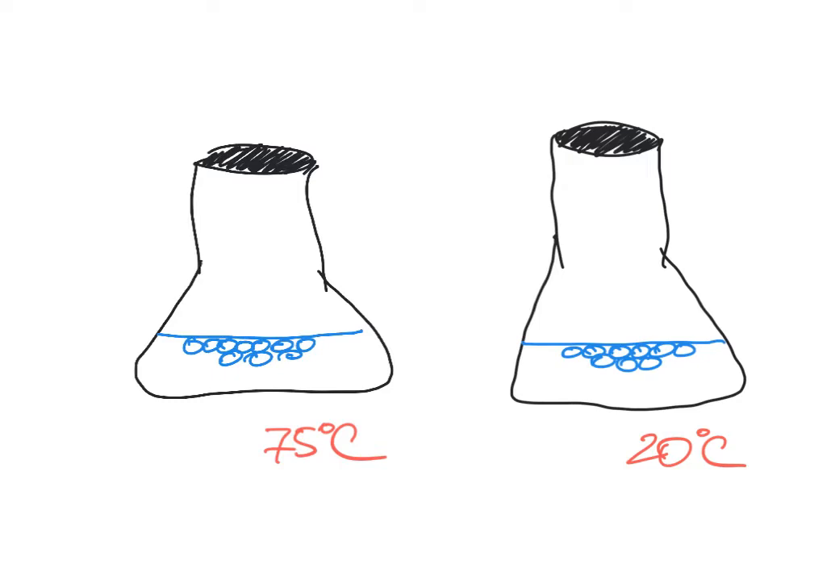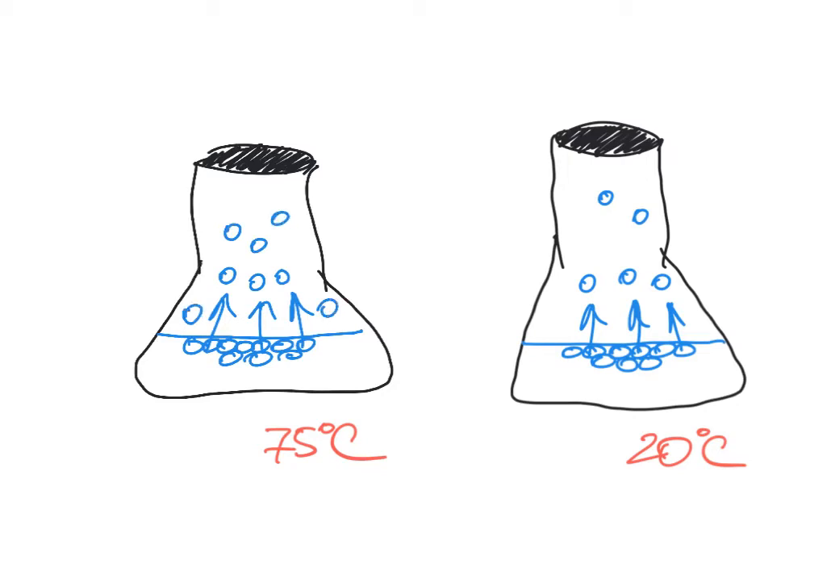Okay, so at temperature 20 degrees Celsius, some molecules would be getting enough energy and escaping the surface of the liquid, and they will go flying. The same process will be happening in the other flask at 75 degrees Celsius. Some molecules would be escaping the surface, but since the temperature in the flask on the left is higher, it means that this entire liquid contains a higher amount of kinetic energy.